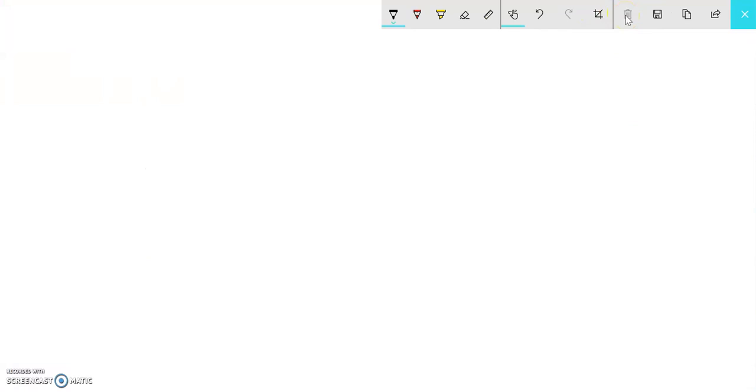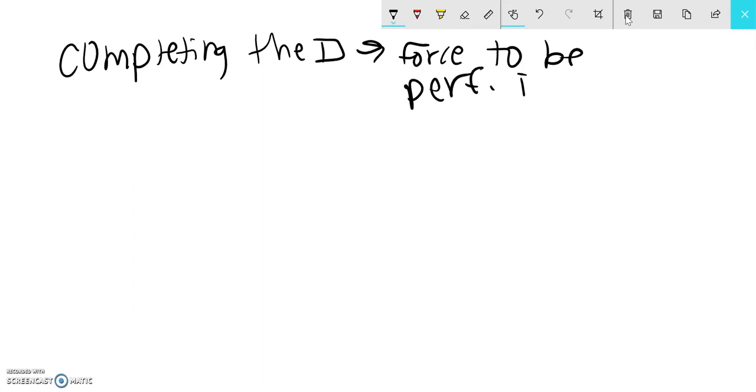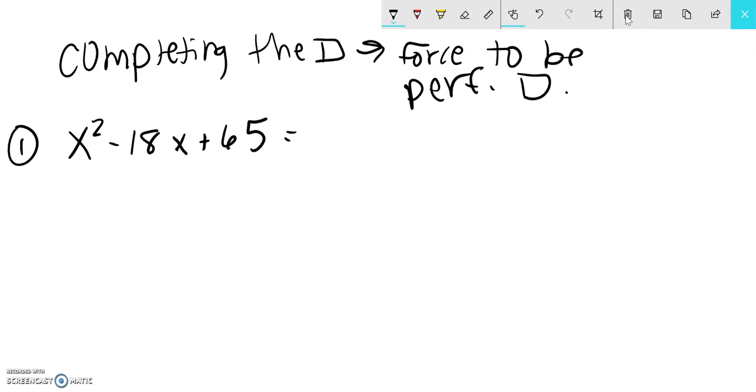So now we're going to do another method. Okay, the third method we talked about is completing the square. And this one is my favorite, completing the square. This is where you're forcing it to be a perfect trinomial, or a perfect square. Okay, so if I have x squared minus 18x plus 65 equals 0, we want to force this to be a perfect square.